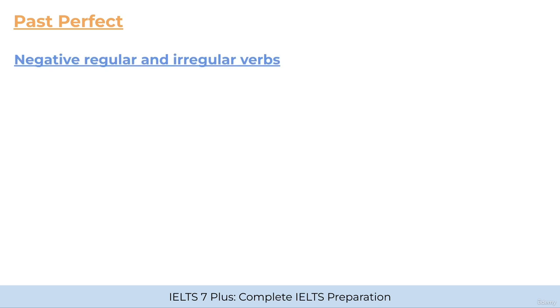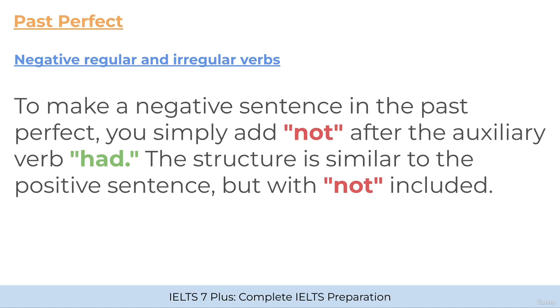Okay, so negative, regular, and irregular verbs. Well, to make a negative sentence in the past perfect, you add not after had. And it's exactly the same as the positive affirmative sentence, but of course that sentence doesn't have not in. So these negative sentences are fairly easy to remember. And it's important to note here that this is the same for irregular verbs as well. So you just add that not after the had, and you'll be able to make your negatives.